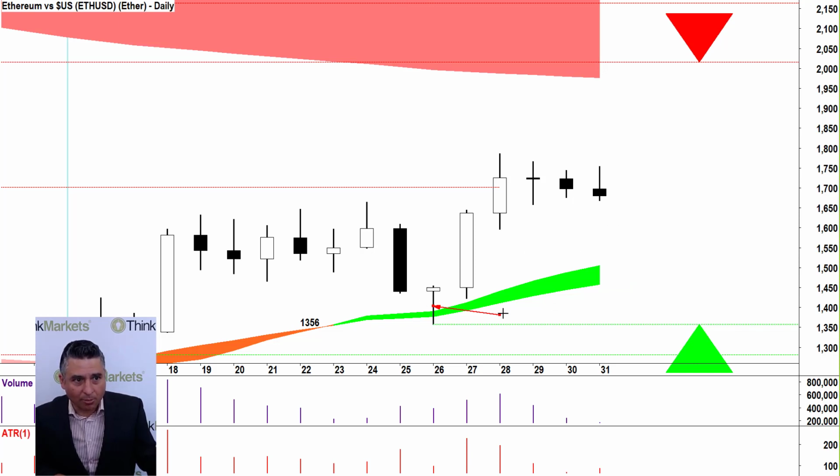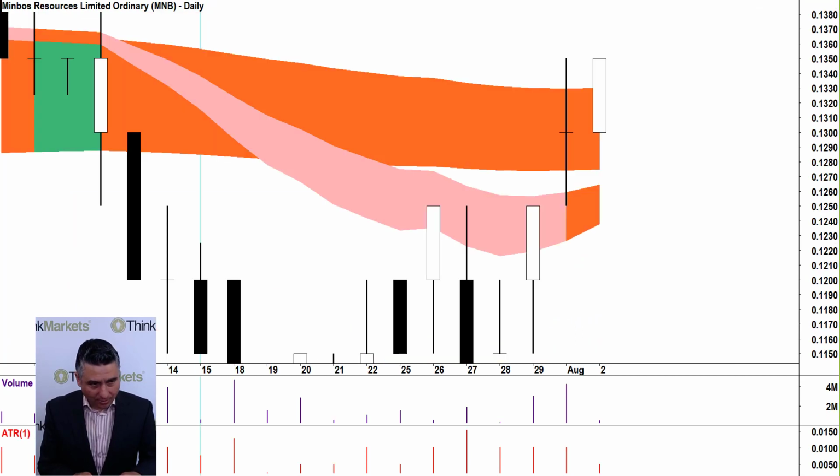Of course, we're talking about it appearing somewhere around here now, okay, which is roughly where we are right now. And then if it was followed up by something like this, then it's happy days. Okay, so we're looking for this candle in and around this zone, and it could be today, it could be tomorrow. Let's have a look at MNB, which is Minbos.